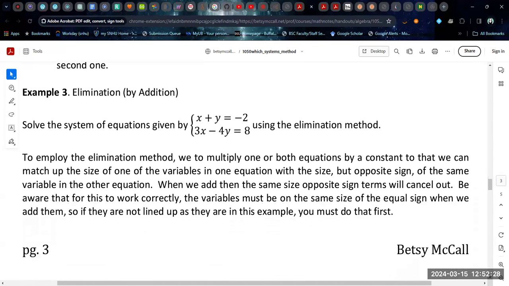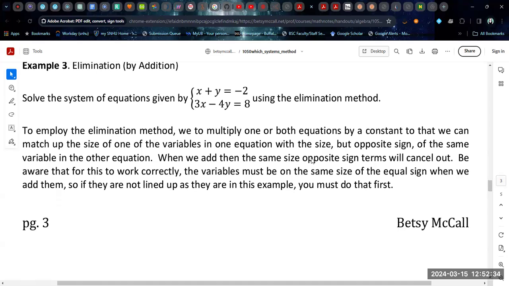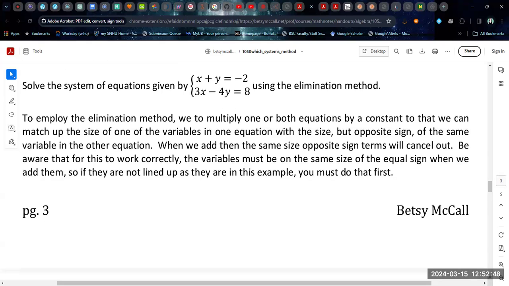And then our third method is elimination by addition. Typically this method is most commonly used when both of your equations are in standard form. And the strategy here is going to be to multiply one of your equations by something so that when you add the two equations together, one of the variables drops out.